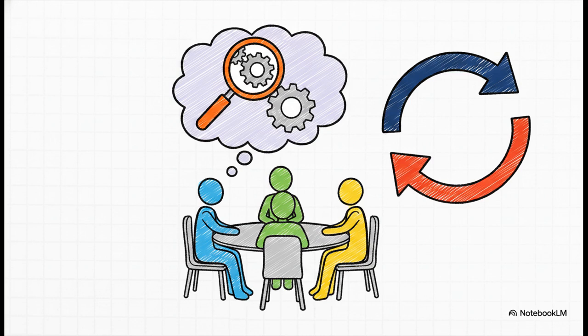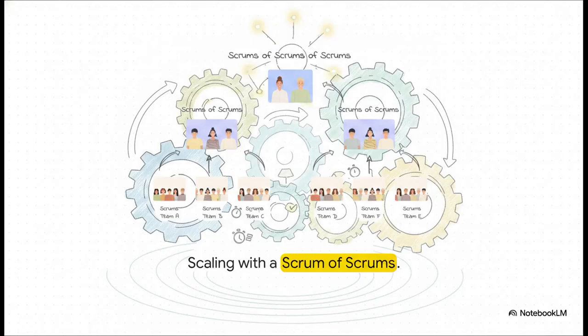So what happens when our simple little reminder app scales into a massive enterprise-level system? Well, we scale the framework itself. We use a nested team structure called a Scrum of Scrums. Multiple parallel feature teams coordinate through this nested hierarchy to maintain that agile speed across dozens or even hundreds of developers.